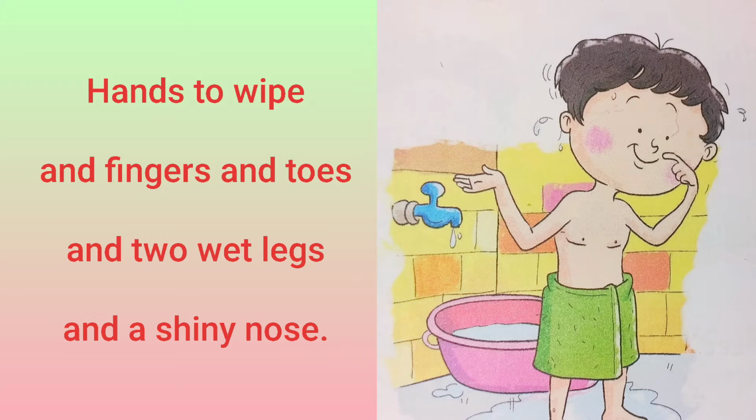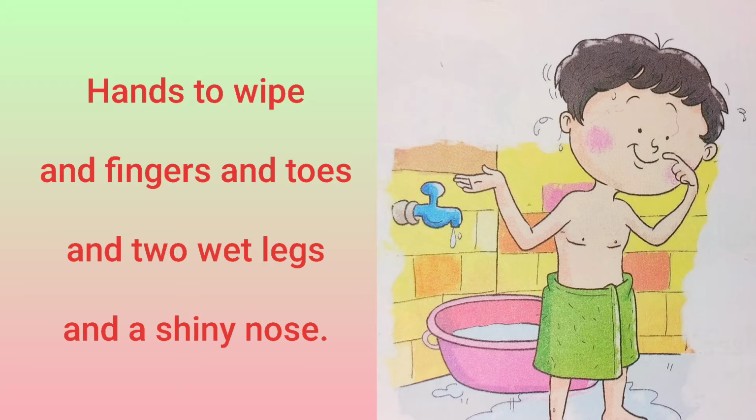Now let us read the words. Hands to wipe, and fingers and toes, and 2 wet legs, and a shiny nose. Here we study some of the names of the body parts, that are hands, fingers, toes, legs, and nose. Don't forget to study the spelling of these words.